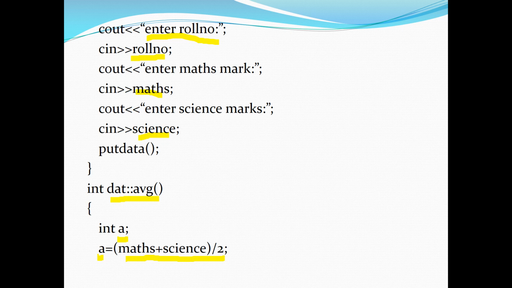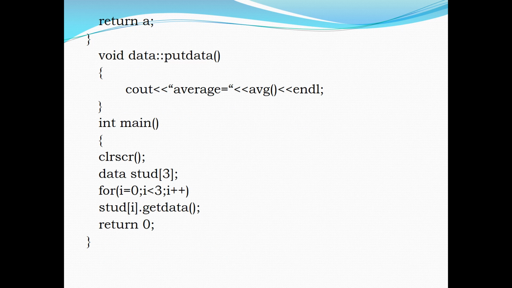Now the calculation part is over. After that, we are going to display the average. We'll see how we display the average by using the put data function. The put data function is called in the get data function, and once a function is called, the control passes. Before getting into this, we'll see how the put data is created.